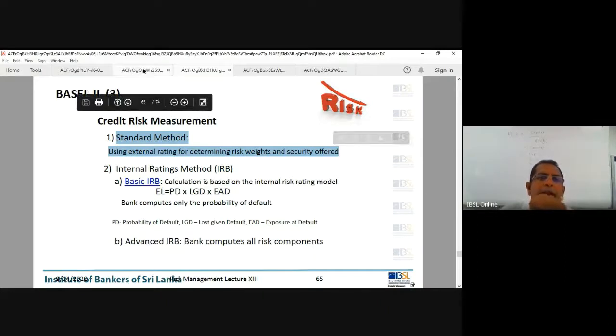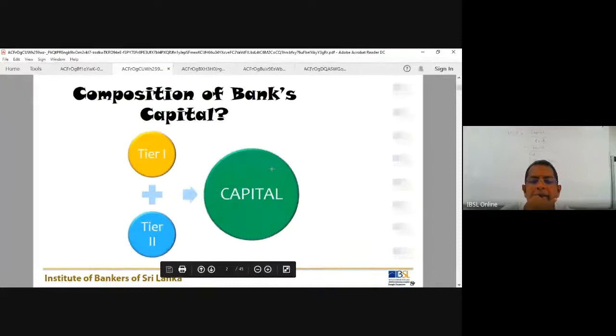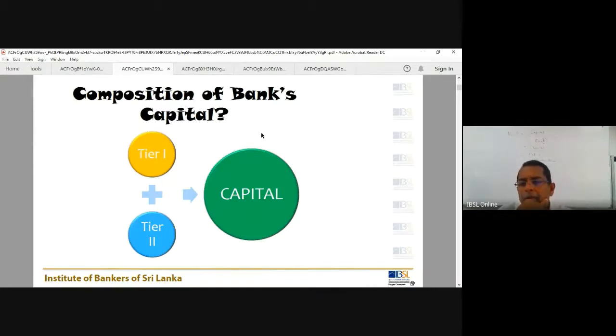Please go to the handout. Yeah. This handout, you have this, right? We will be discussing on this handout, right? Under the standard method, it is a small deviation from Basel 1. What happened under Basel 1? They gave us 4 risk categories. Based on those 4 risk categories, we had to weigh, right?